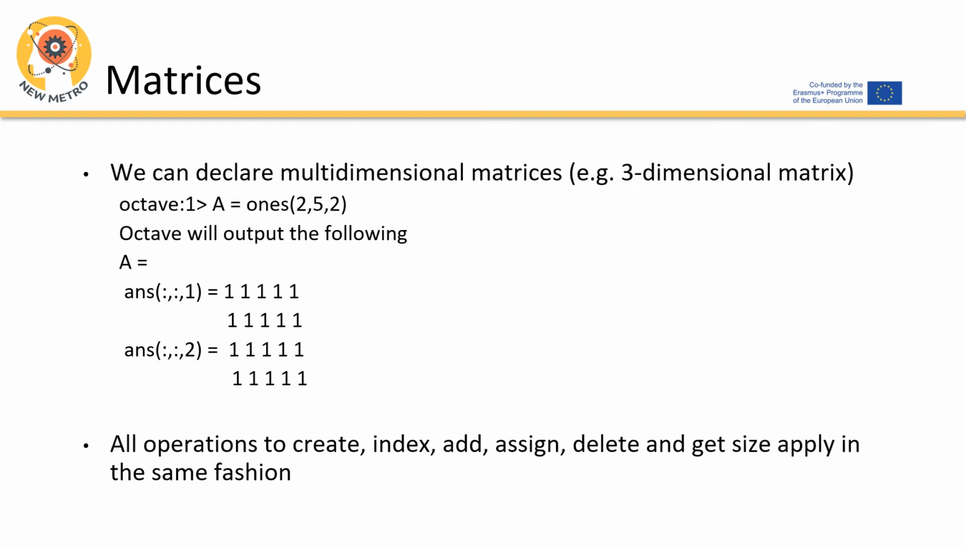We can also declare multidimensional matrices, for example, a three-dimensional matrix. From the command prompt, we can declare A = ones(2, 5, 2), and Octave will output the following: ans(:,:,1) being two rows with five 1 elements, and similarly for ans(:,:,2). All operations to create, index, add, assign, delete, and get size apply in the same fashion.